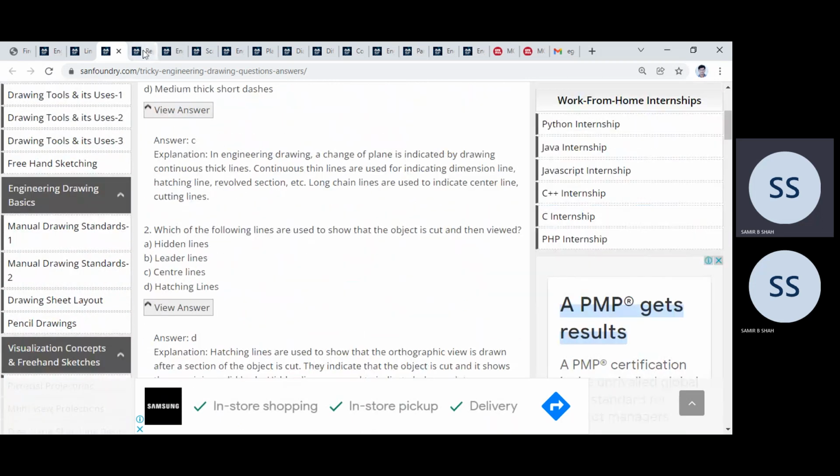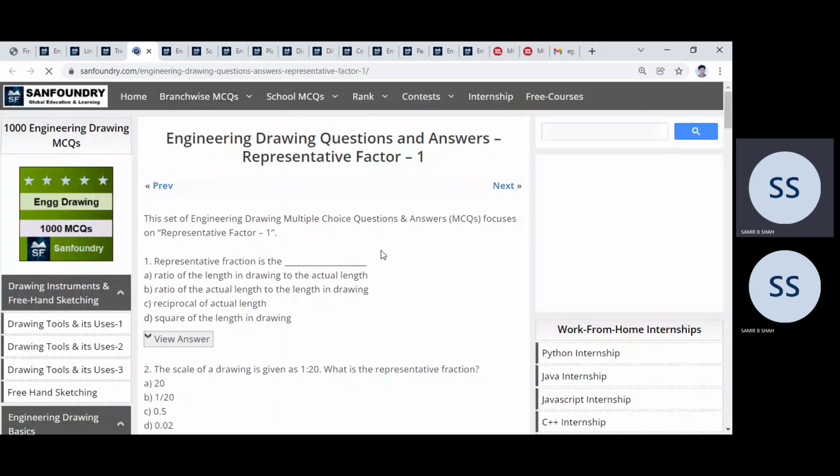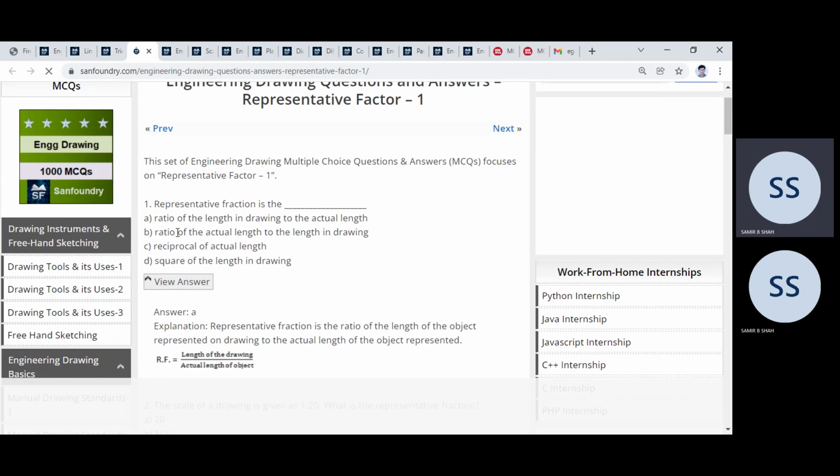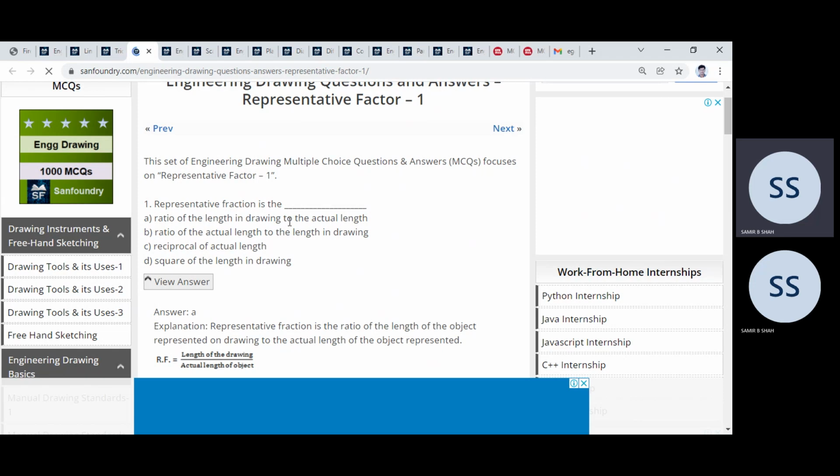So these are some questions. Now next one, that is regarding the RF factor. What do you mean by representative factor? That is the ratio of length in drawing to the actual length, right? Already we discussed it in the scale lecture. So it's very easy for us: length in drawing to the actual length. Okay. Now next one.